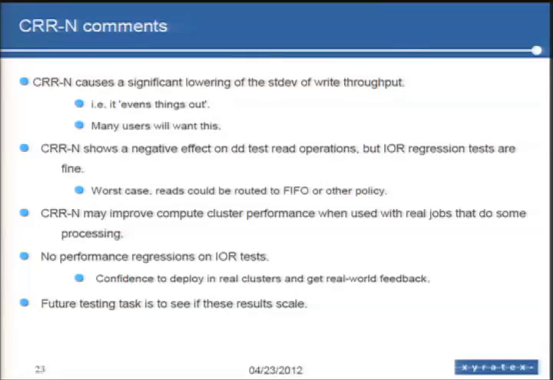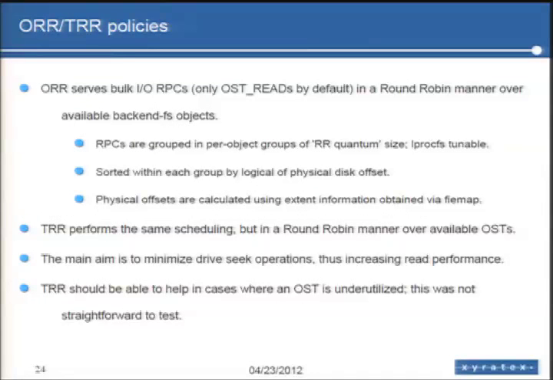I think looking at the opcode in NRS may be something that should be put on the framework and not be left on the policies, because ORR and TRR, the next policies we're going to look at, also use this. And then this would also mean reworking some of the portal RPC layer functionality as well. But anything is possible. I know Liang has been talking about reworking the locking as well in portal RPC if we land this. So that's a possibility. An important thing that I have pointed out is that the future testing task is to see if these results scale at something with 100 or so clients.